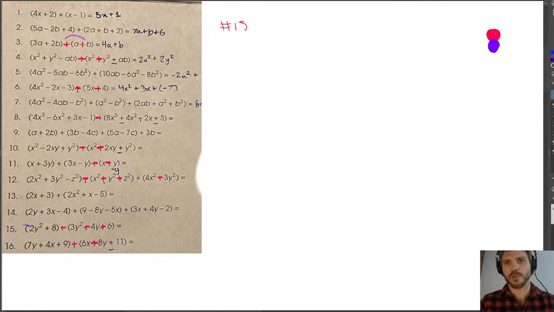So here's another one of those little negatives there. But otherwise, we can just take the first quantity's parentheses away using the associative property. Now we're going to distribute this negative to every one of these terms. So negative 3y squared. Negative negative 4y is positive 4y. Negative negative 6 is positive 6. So it's super easy there.